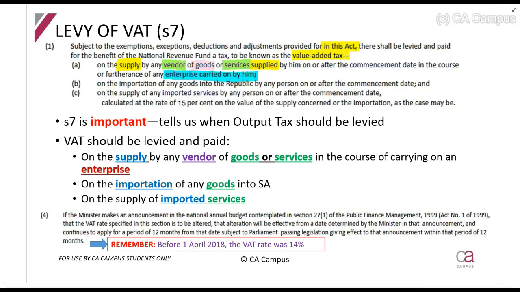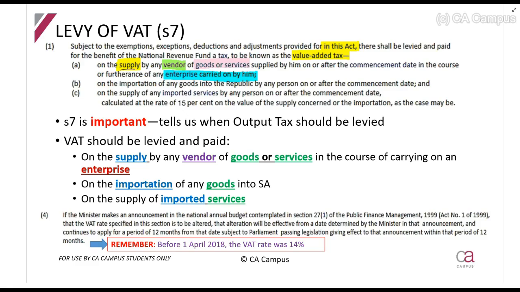Now, these are the words that we've highlighted here: the supply by any vendor of goods or services. The supply that you see there is basically the same as that supply, so I'm just going to remove it for now just to make it clearer. So, if there's a supply by a vendor of goods and services and they are carrying on an enterprise, then you need to raise output VAT. Now we're going to look at all of those different ones in a second.